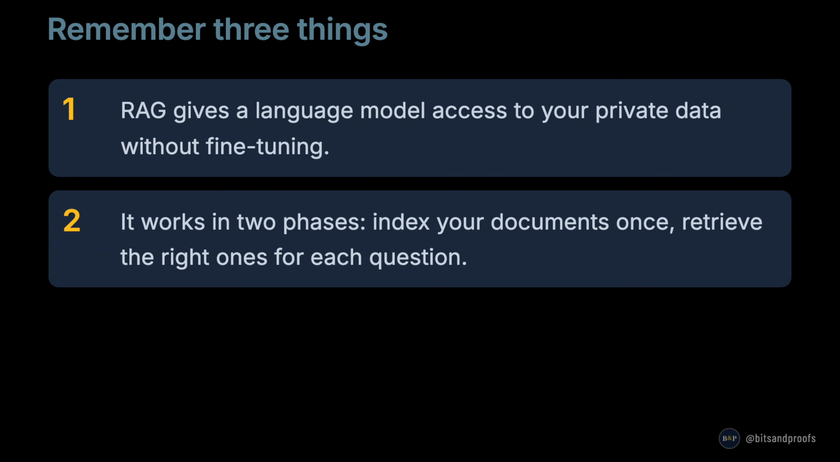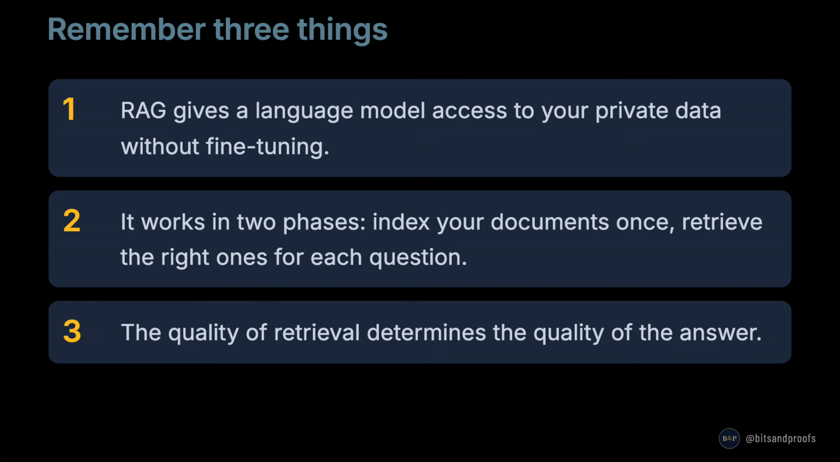2. It works in 2 phases. Index your documents once. Retrieve the right ones for each question. The cost of indexing is paid once. Retrieval is fast every time. 3. The quality of retrieval determines the quality of the answer. Build good chunks, choose the right embedding model, and test your search quality before trusting the final answers.